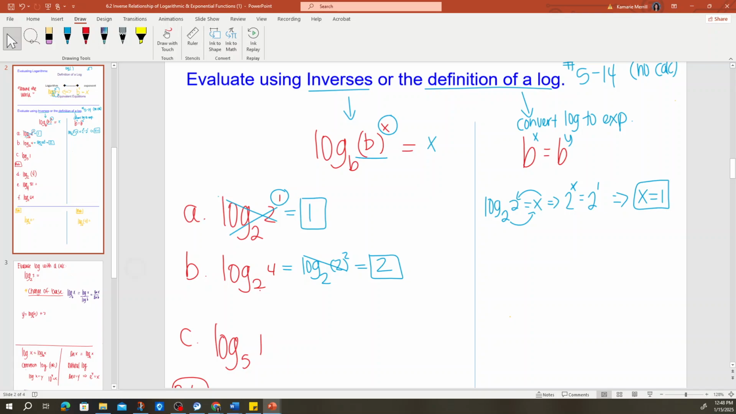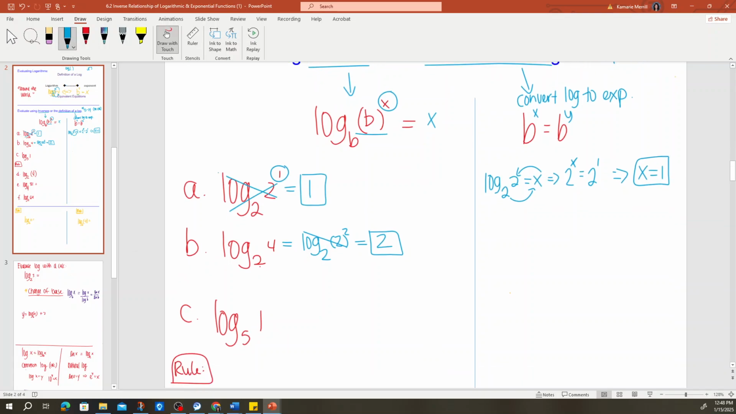Okay, I have a rule for you. Oh, let's do the next one actually. Let's practice it twice. Let's do log base 2 of 4 should equal something. Let's convert that into an exponent now. Convert it to an exponent for me.